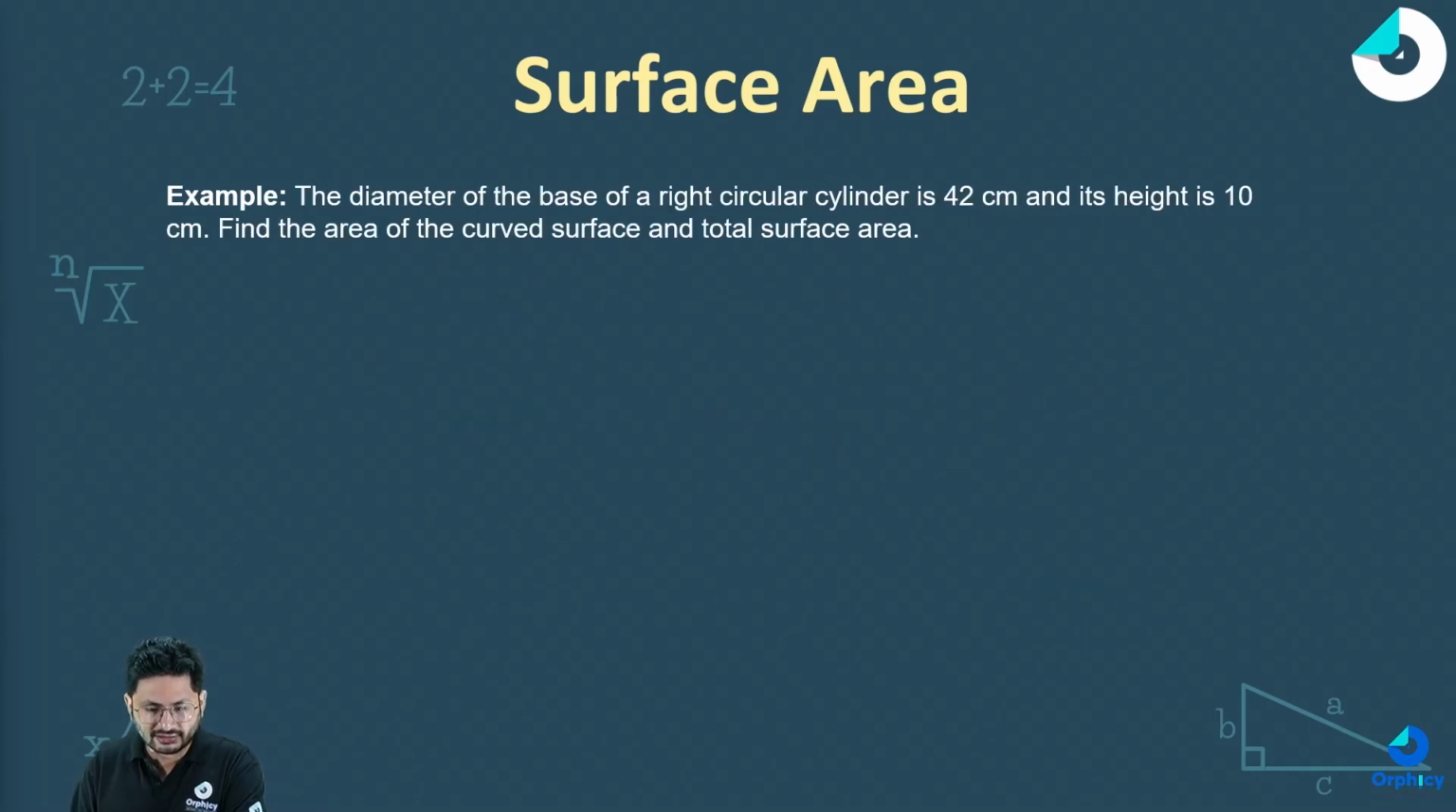Okay, another question. Diameter of the base of a right circular cylinder. Diameter, you know, is equal to 42, meaning radius is equal to 21 centimeters. The height is given as 10 centimeters, and we have to find the curved surface area and the total surface area. So how do we find CSA? 2 pi into r into h, that is 10. So 7 into 3 is 21, and it will be equal to 1320 centimeter square. Similarly, with the formula you can calculate the total surface area also.